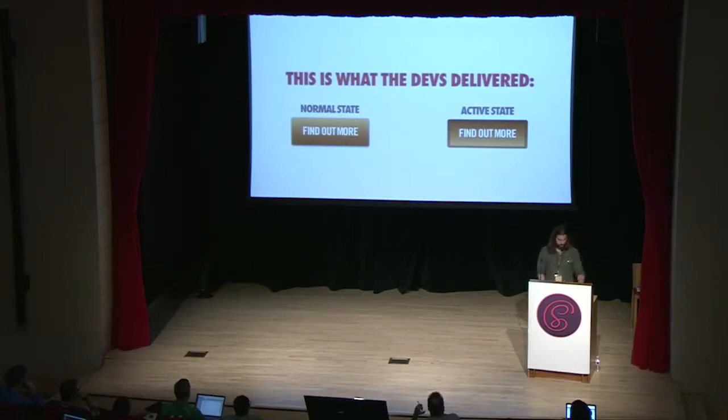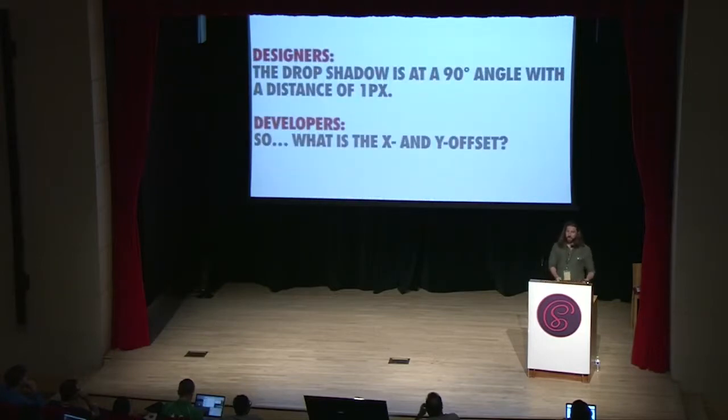Obviously, something is wrong here. And so we started talking with our developers and designers, and we're like, so what happened, guys? Why does this look like shit? The designers are describing their button, and they're saying, well, the drop shadow has a 90-degree angle with a distance of 1 pixel. And the developers are like, I don't even know what you're talking about. I need an X and a Y offset.